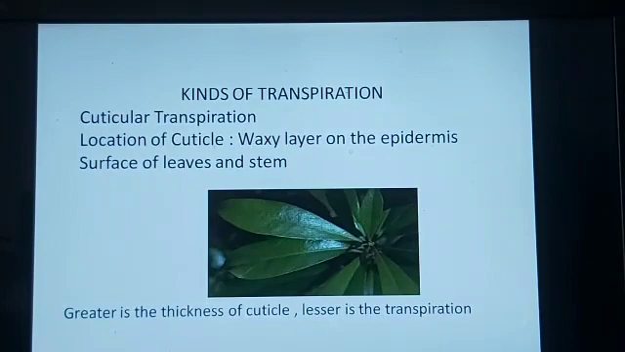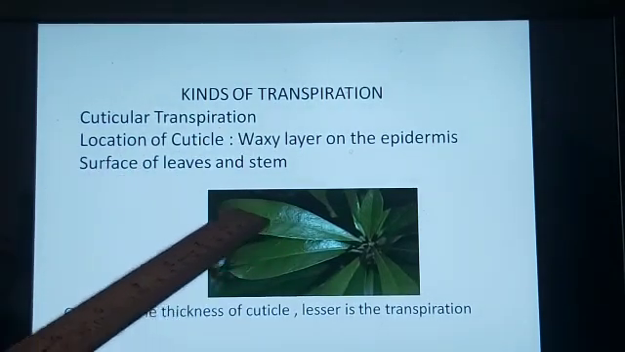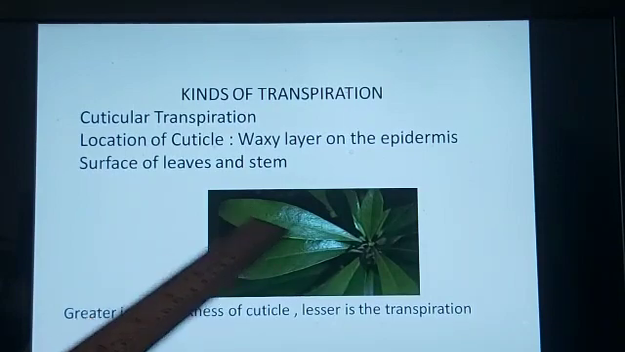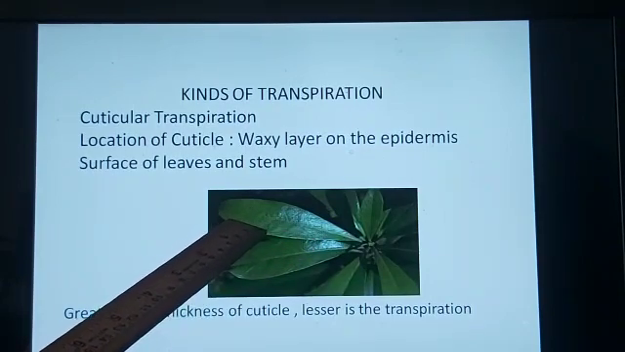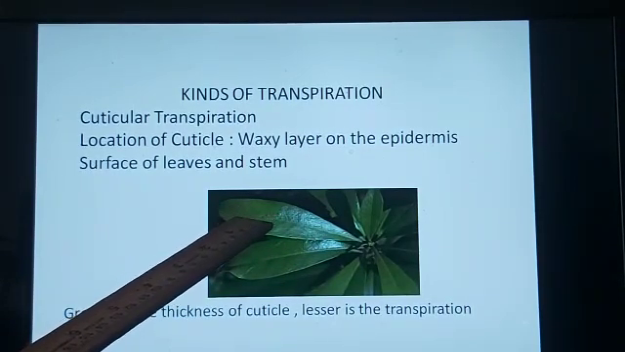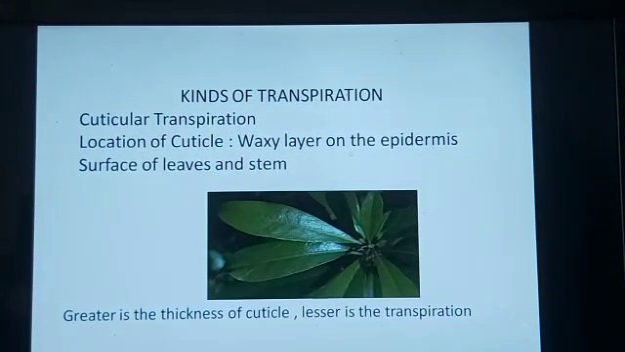So the first kind of transpiration that we are going to see is cuticular transpiration. Now, what is a cuticle? Cuticle is a waxy layer on the epidermis surface of the leaf and the stem. So, children, whenever you see a leaf, there is a shiny layer present on the surface of the leaf. This shiny layer is called cuticle.